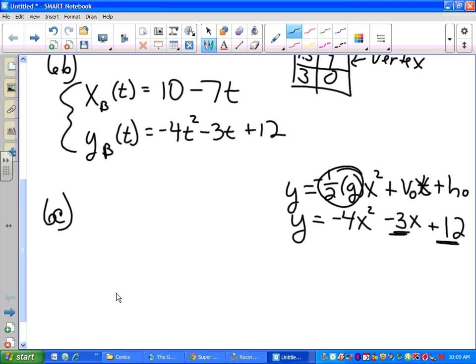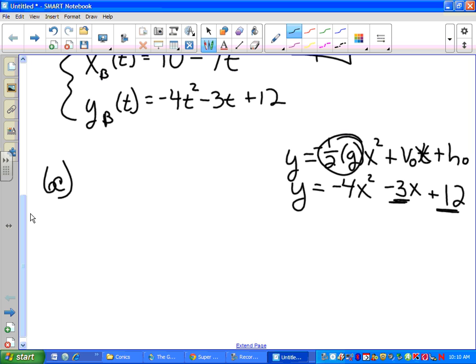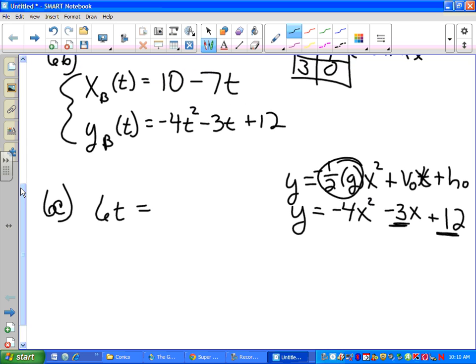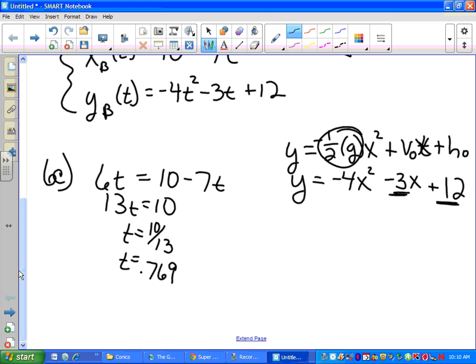So here we go. Let's take our x's. We know, let's see, what was Luigi's x? 6t. So 6t should equal the bomb's x value, which is 10 minus 7t. So we're going to end up with 13t equals 10. T equals 10/13, which is about 0.769 for your time.